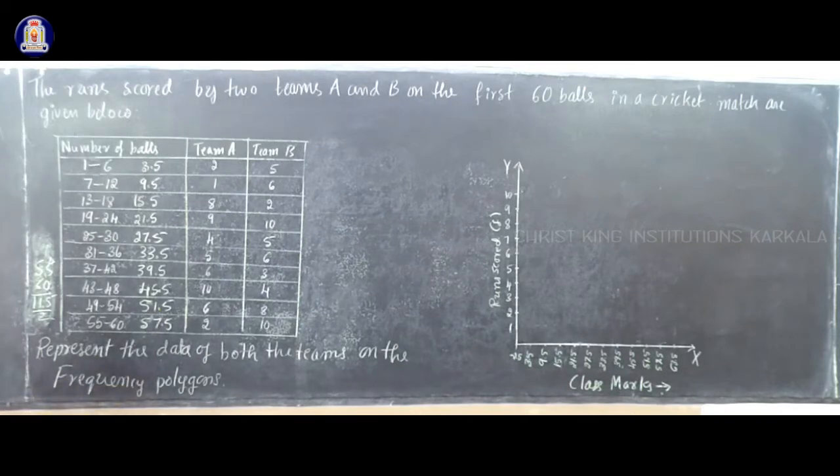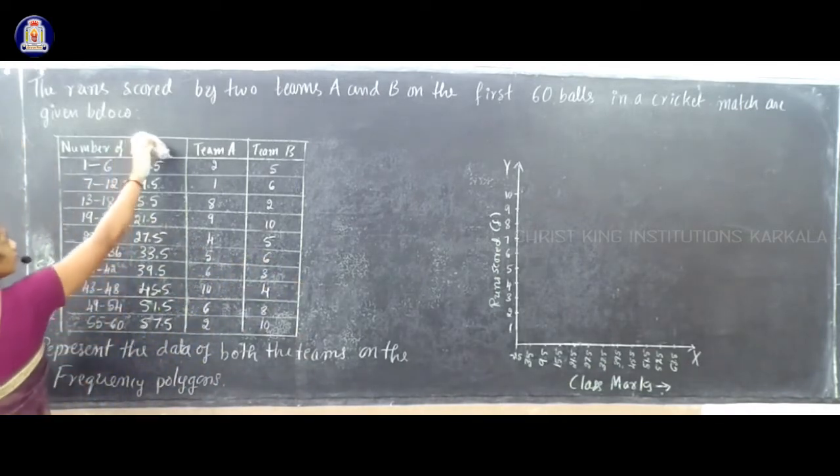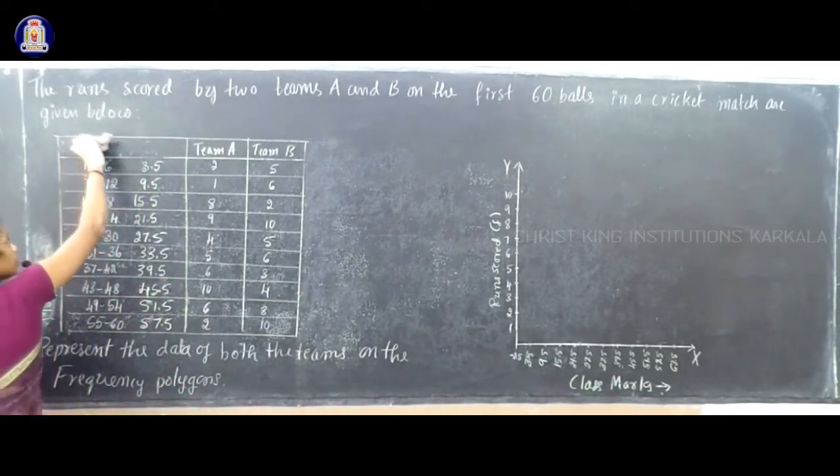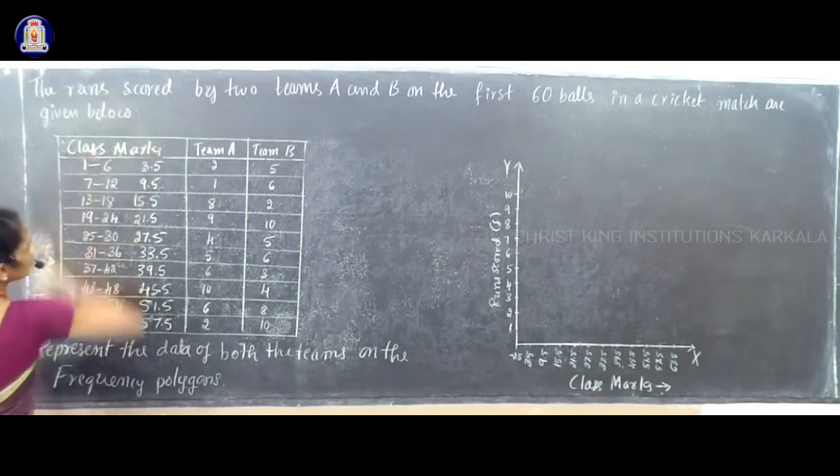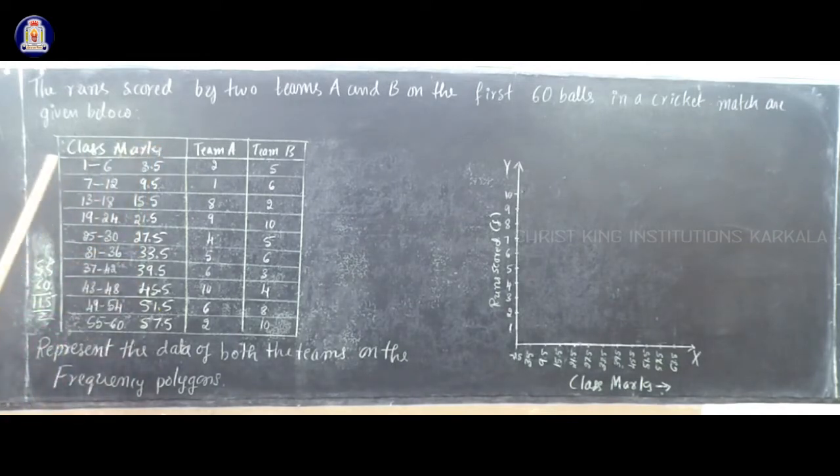After getting the class mark of each class interval, in the answer part you have to write this table again, with class marks, and I will erase the class intervals. We got the class mark of each class interval. In the answer column, there is no need to write these class intervals. Just write the class marks.